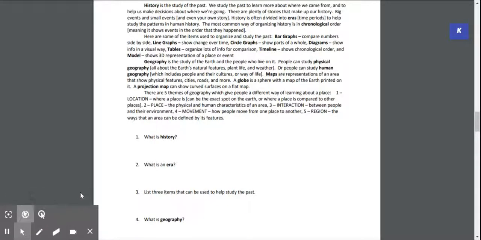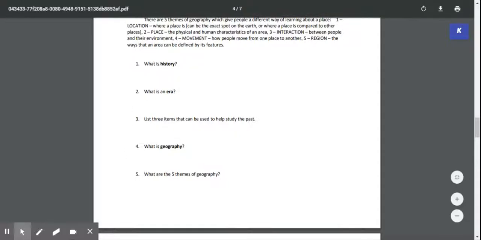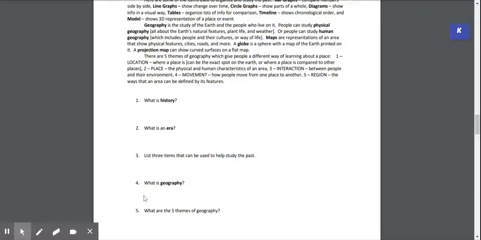Number 4, what is geography? And number 5, what are the 5 themes of geography? Remember, boys and girls, we located these above in this other paragraph, the 5 themes of geography. If you were following along with me, and if you did underline as I was reading, it would be very easy to answer these questions. Remember, you are not doing number 3. Please take your time and listen to this video again if you need to. This should not be hard for you at all.